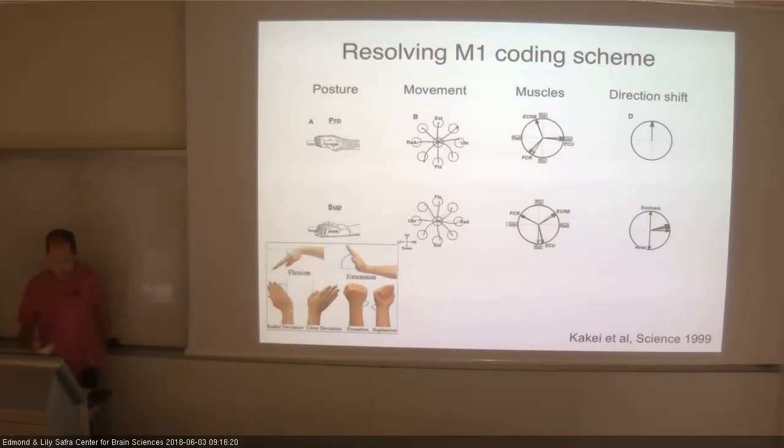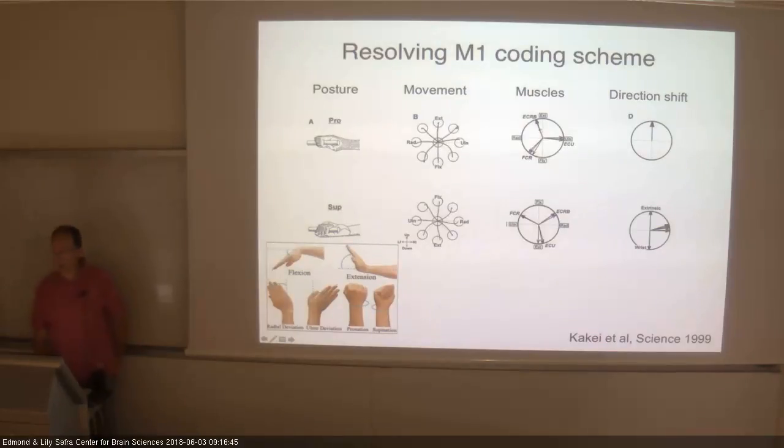So if the cells encoded in the coordinates of the world, you'd expect the cells in the motor cortex to respond the same if I'm moving up like this or like this, right? But if they're encoding in muscle coordinates, we might expect something a little bit different. So this is the movement coordinate. You can see that it's completely opposite, right? So what was extension is now flexion, and so on.